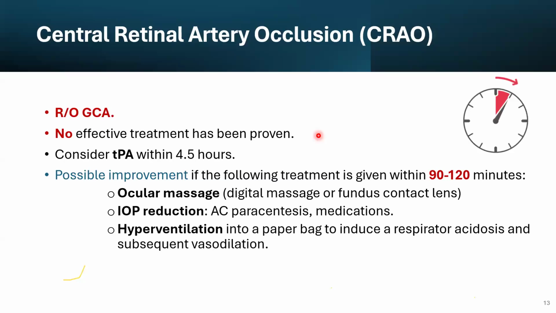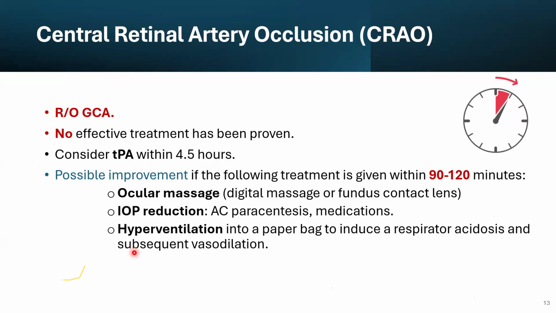First, you need to rule out giant cell arteritis by asking the questions of giant cell arteritis like temporal headache, tenderness, jaw claudication, fatigue, fever, weight loss, and then you probably need to order the inflammatory markers like the ESR and C-reactive protein, to make sure you're not dealing with giant cell arteritis. If it is within 4.5 hours, consider thrombolytic therapy with tPA because this is a stroke. Unfortunately, there is no effective treatment that has been proven to reverse the vision loss.